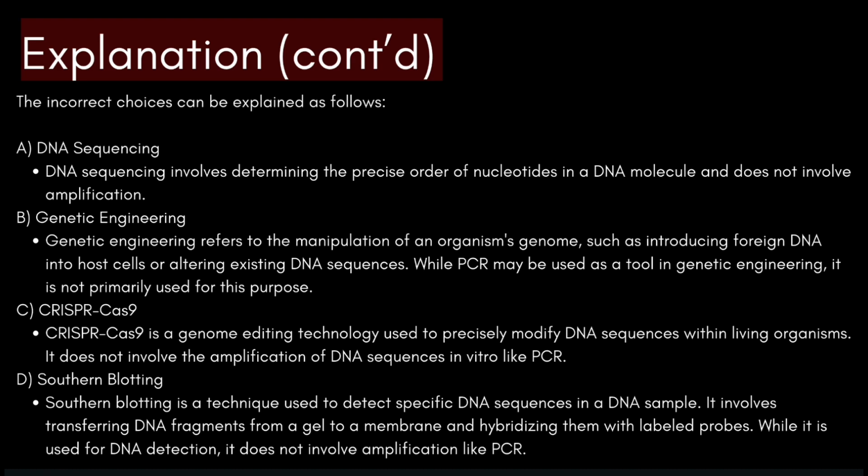Southern blotting is a technique used to detect specific DNA sequences in a DNA sample. It involves transferring DNA fragments from a gel to a membrane and hybridizing them with labeled probes. While it is used for DNA detection, it does not involve amplification like PCR. Remember southern blotting, northern blotting, western blotting, SNOW DROP. That's a good way to remember those, if you guys remember that from the earlier videos. Moving on.